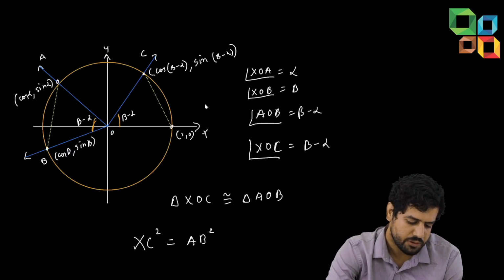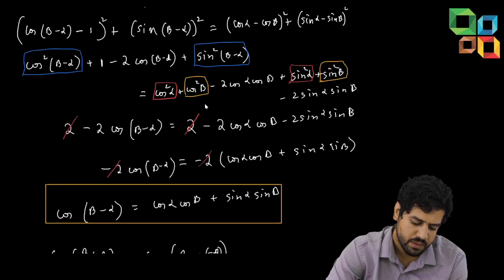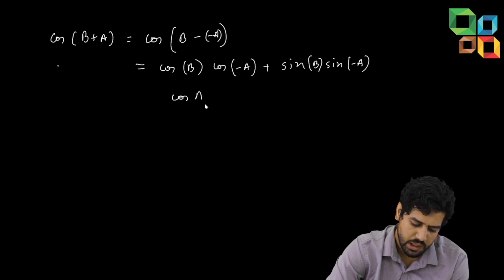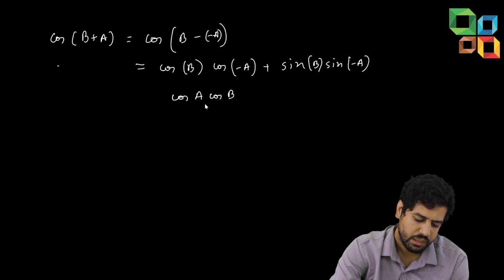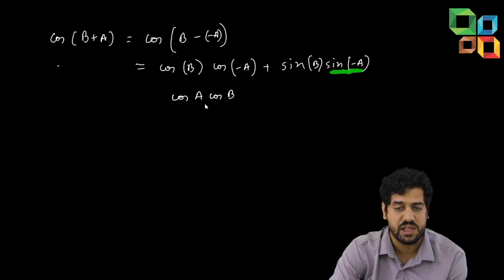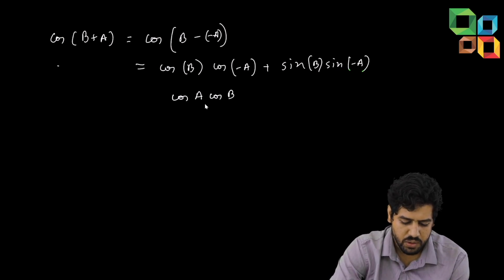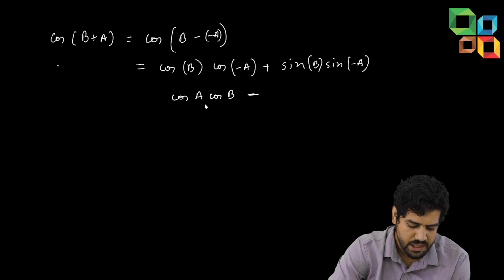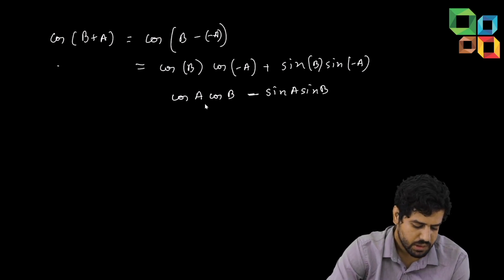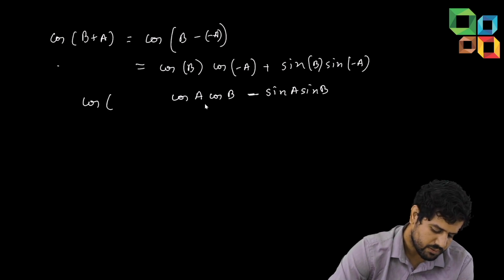So we have cos of minus A will just remain cos A. So we'll get cos A cos B. Sine of minus A, we saw, is minus sine. So this will become minus sin A times sin B. So that is cos of (A plus B).